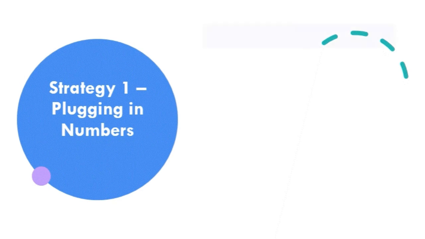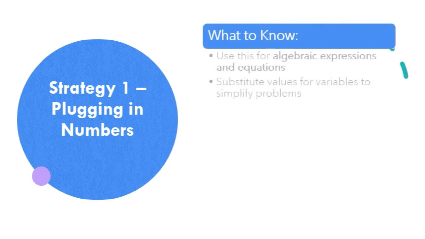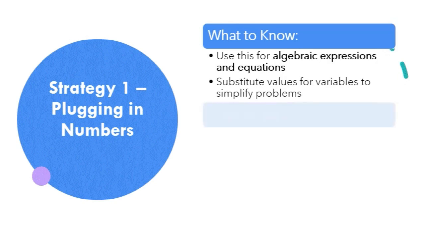Plugging in numbers. What's the trick? Sometimes, algebra problems can feel impossible. Too many variables, too much confusion. But there's a way to make them easier. Just pick a number and substitute it in. This works great for expressions and equations where you see x, y, or any other variable.